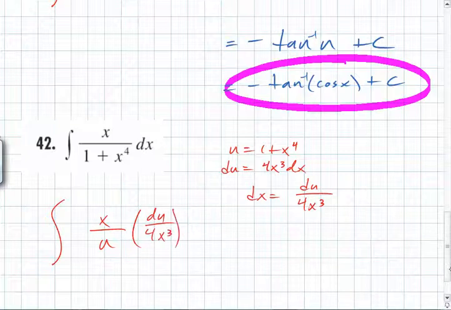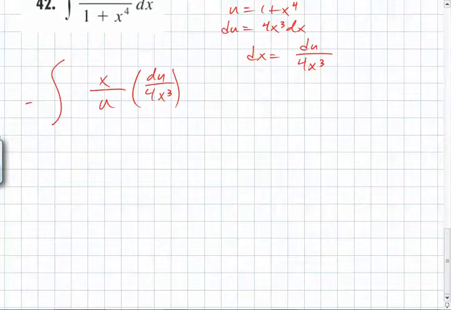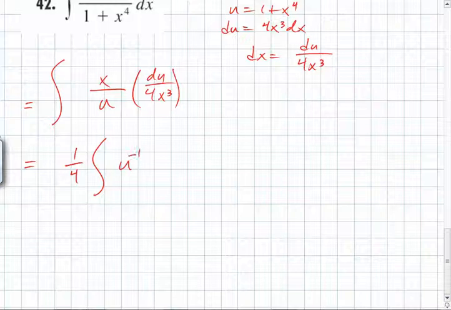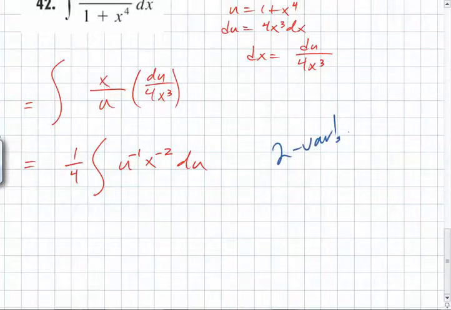What can we factor to the outside? What can I factor out? 1/4. And it ends up being what? What cancels here? You end up with u to the what? x to the what? -2 du. Is there a problem? Yeah, there's a problem. 2 variables. That is a problem.